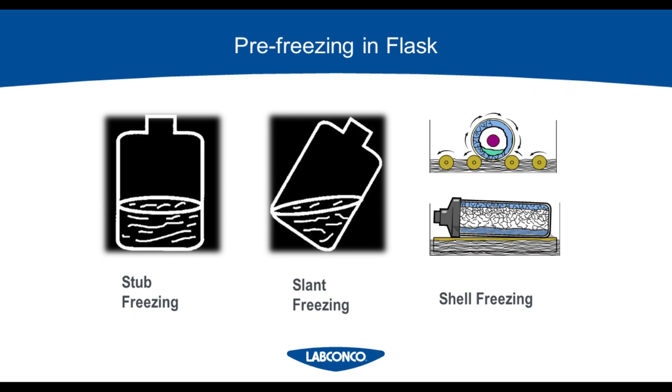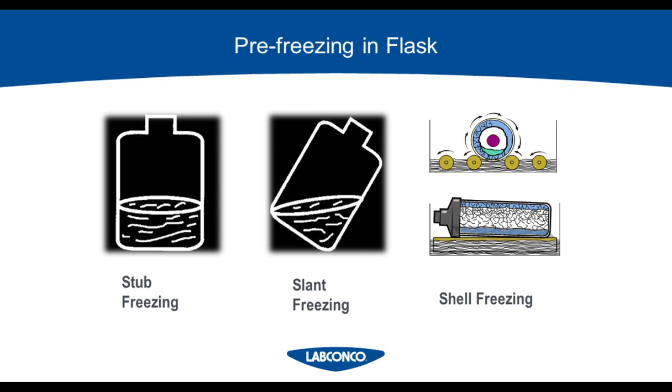Now let's talk through each of the 3 stages of freeze drying in a little more detail. In the pre-freezing stage, if you're freezing your sample in a flask, you'll want to make sure you're freezing your sample in a way that gives you the greatest chance for efficiency during the run. The first example on the left shows stub freezing, which is keeping your sample on a flat surface and is not a good way to freeze your sample. The example in the middle is called slant freezing, where you keep your sample at an angle while it freezes. By doing this, you're increasing the surface area of the sample, which helps reduce your overall run time.